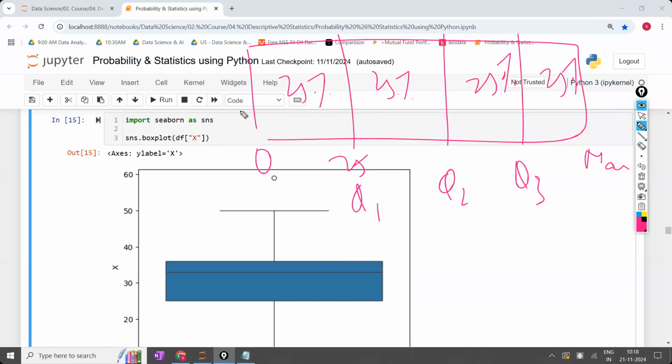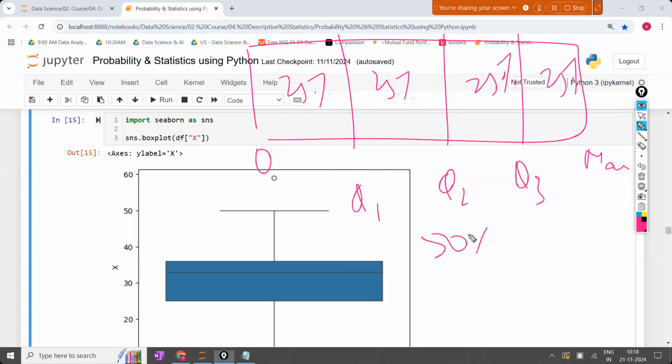Right? Now, the data was distributed in this way. Whatever the data we are having, from Q1 to Q3 only, it is almost 50% of the data.